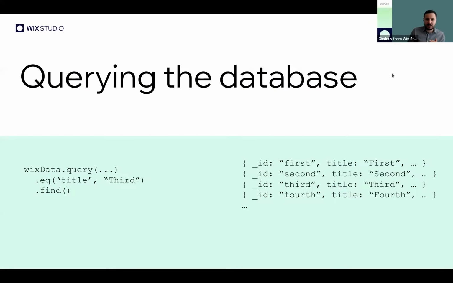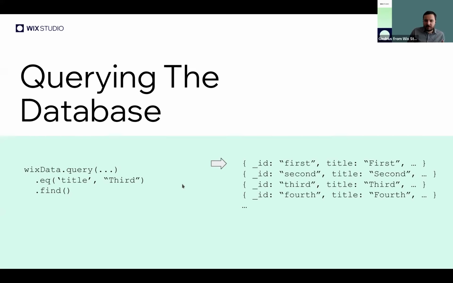To illustrate this, I want to talk about how a data query is executed in the database. Say we have a collection of items and you're running this Wix Data query, saying, I want to query the collection, filter, and find all items where title equals "word".